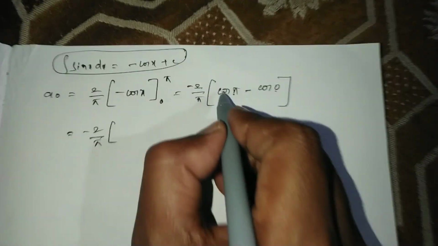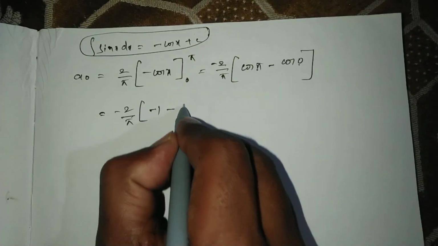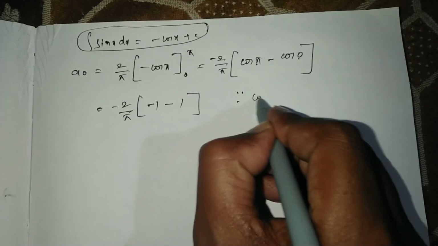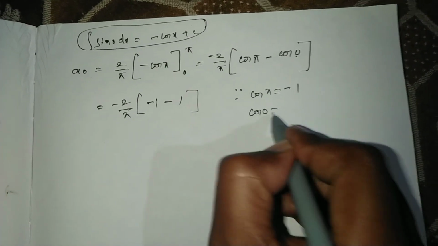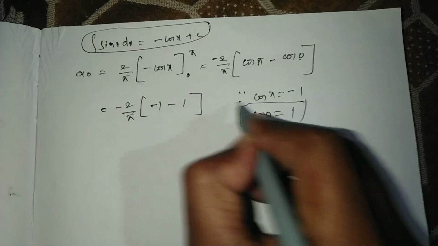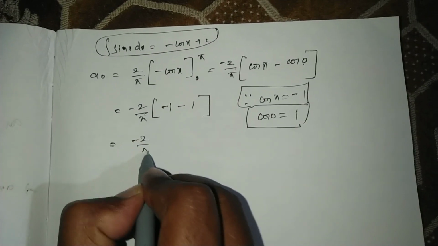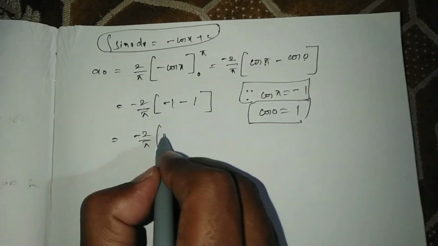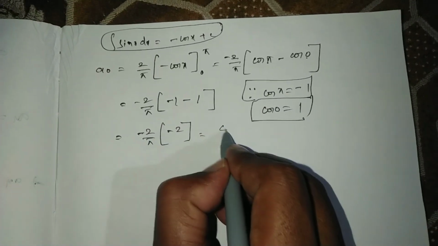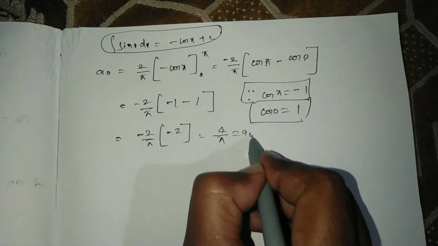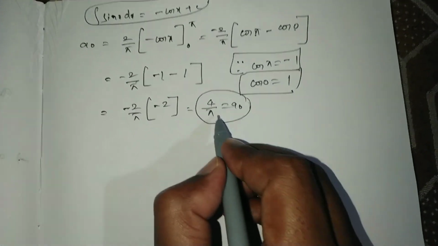Cos pi value is negative 1 minus cos 0 value is 1. Since cos pi is equal to negative 1 and cos 0 is equal to 1, that is equal to negative 2 by pi into minus 1, this is minus 2, that is equal to negative into negative positive, 2 2s are 4 by pi, which is equal to the a0 value. This is the a0 value. We successfully found the a0 value.